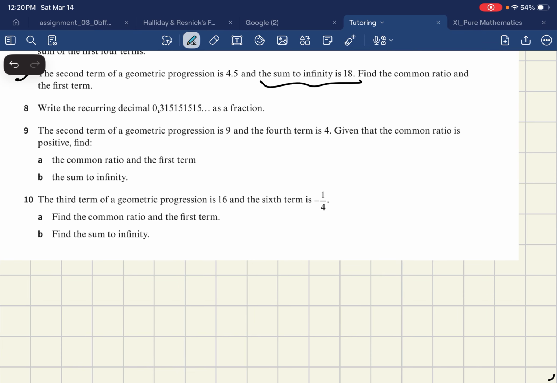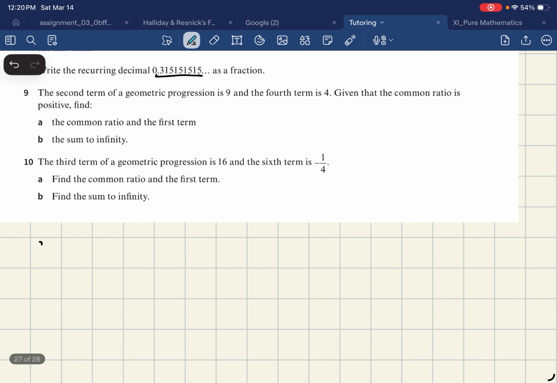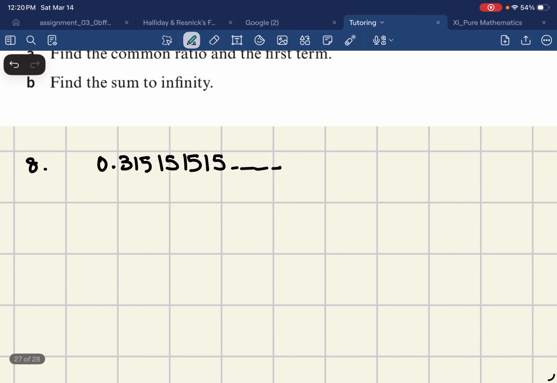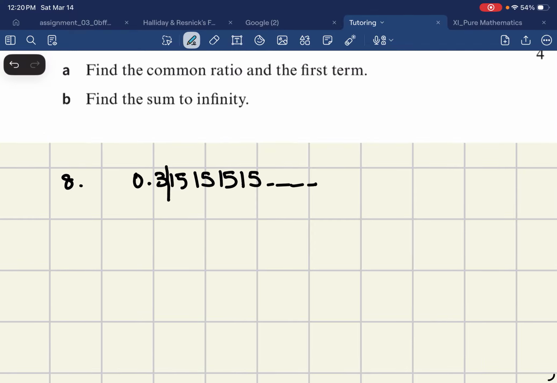Write this decimal as a fraction. All right, so we have 0.315151515, and so on. So let me write 0.3, and then I have the repeating unit of 1515. So 0.3 is just 3 divided by 10. And then I replace 3 with 0. So how do I write 0.015? Well, that's 15 divided by 1,000. And 1,000 is just 10 to the power 3. Plus 15, now I replace this by 0.